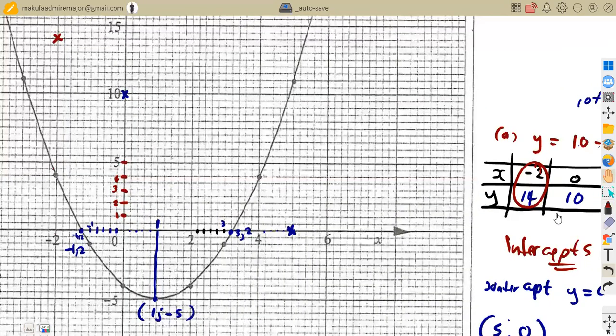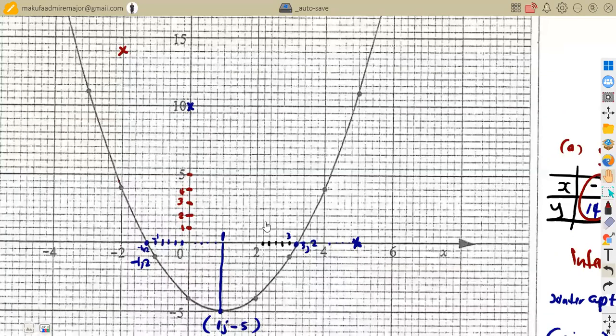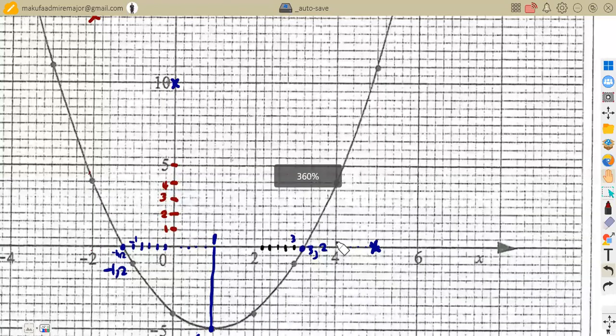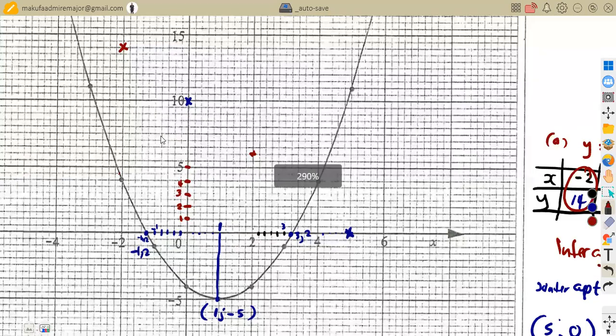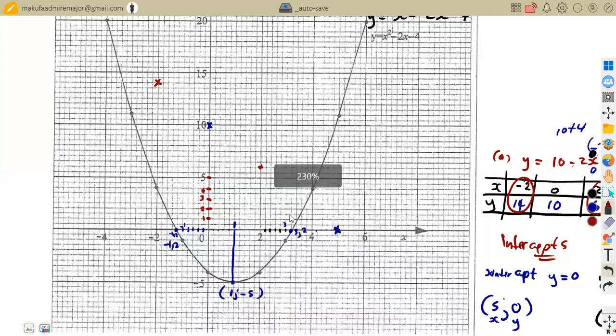We move on to the other point, 2 versus 6. When x is 2, y is 6. According to this scale, remember I said 2 boxes represent 1 on the y-axis. So this is 5, and we're going to have 6 here. So we are going to join these points that we have. As we can see, it's one and the same thing. If we used the table of values or the double intercept, which is the use of intercepts, you are still going to have the same line in this case.